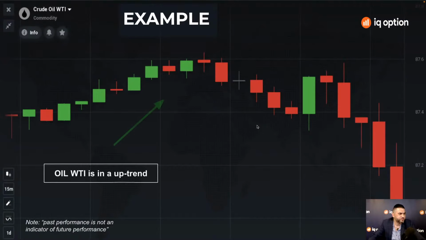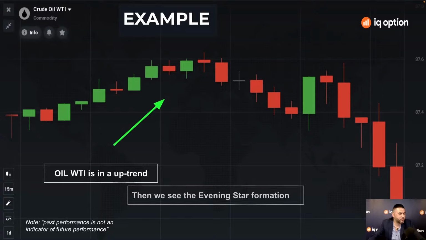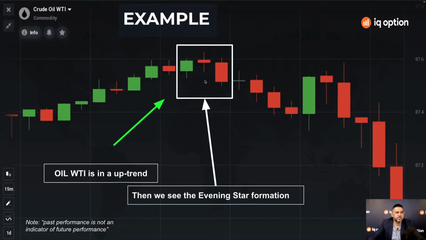Example time. Oil again we're looking at. 15-minute candles again we're looking at. Market is climbing. All of a sudden, there it is. Evening star pattern emerges. Many would say an evening star and what we saw before, a bearish engulfing, are very similar. And that is true.